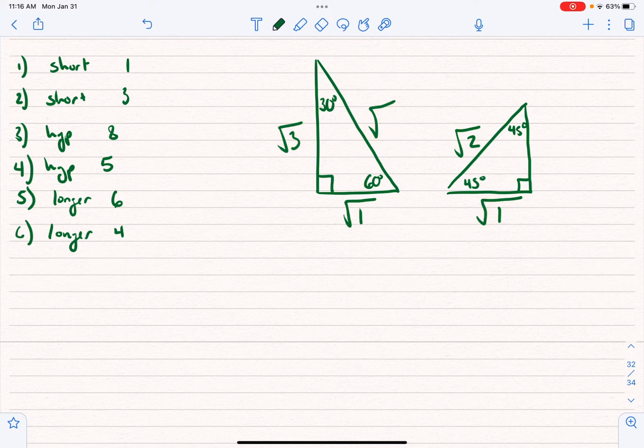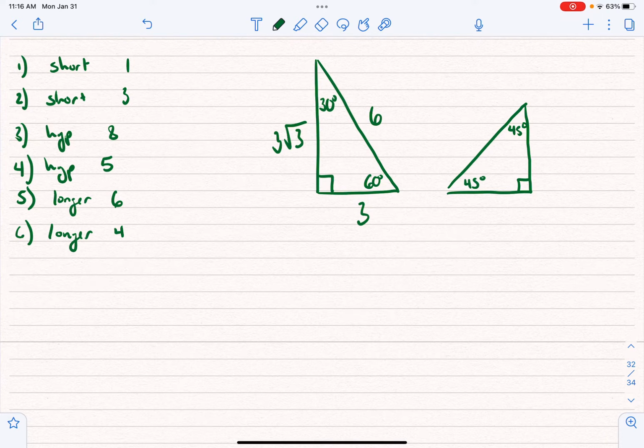Okay, so what I'm going to do is try to go through the answers of these real quickly. For number 1, it said the shortest side is 1. So therefore, the longer leg would be square root of 3 and the hypotenuse would be 2. Next, it said the shorter side is 3. So therefore, the longer leg would be 3 times the square root of 3, and the hypotenuse would be 6.